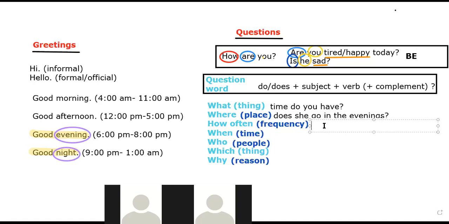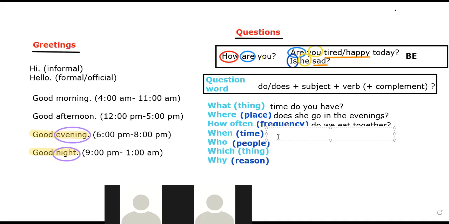Over here, we can have how often do we eat together? How often do we eat together? So we have how often, the question word. Here we use do. The subject is we. The verb is eat. And then complement together. ¿Cuán a menudo comemos juntos? Okay. ¿Con qué frecuencia comemos juntos?